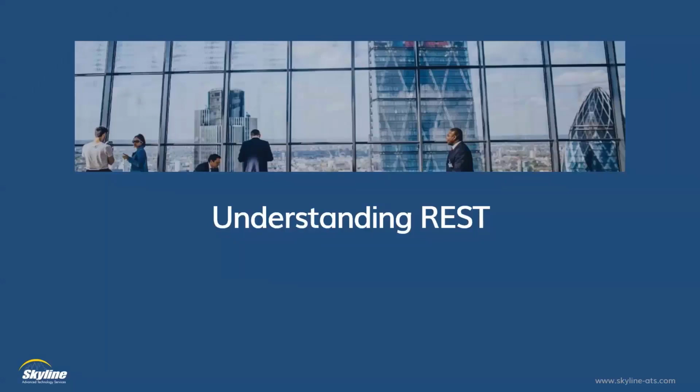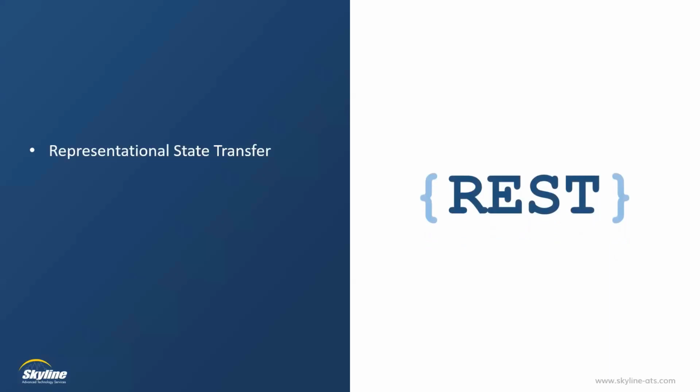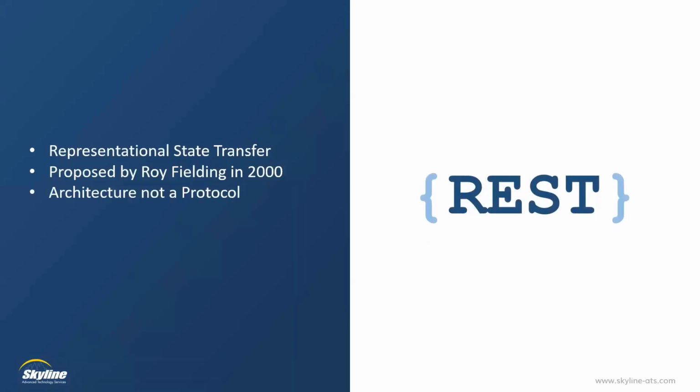One of the things that you will hear within automation and programmability is what's known as REST. REST stands for Representational State Transfer. It was proposed by Roy Fielding in 2000, and the key thing to know about REST is it is not a protocol. It is an architecture that describes what is considered RESTful if your API is going to be RESTful. There are some constraints that it has to meet.